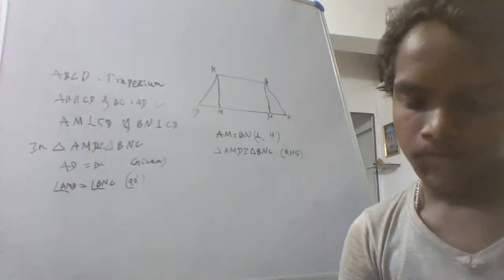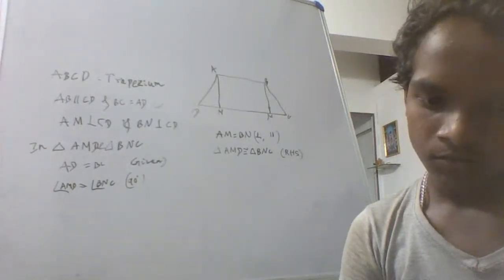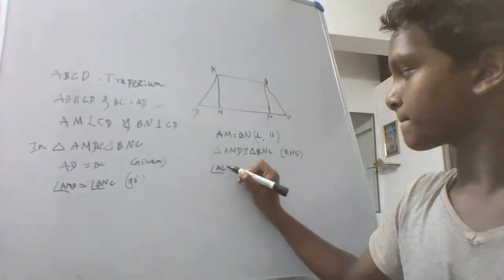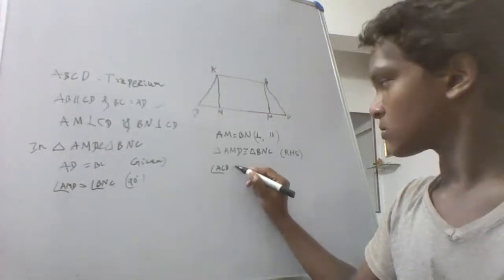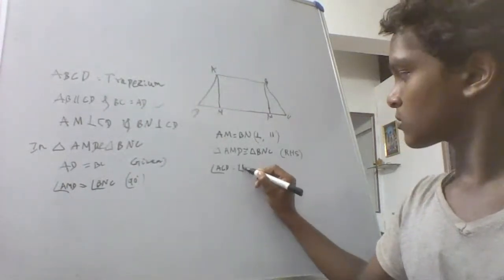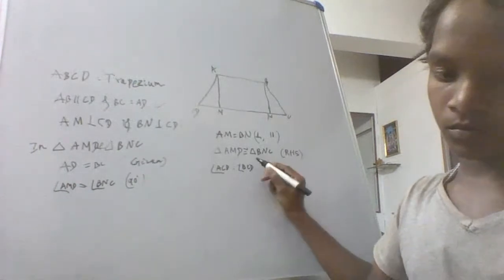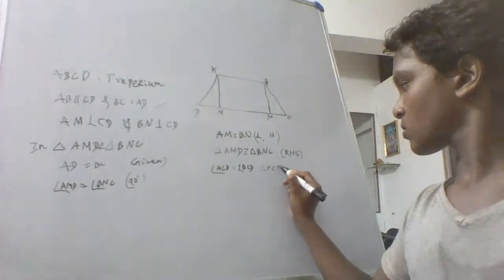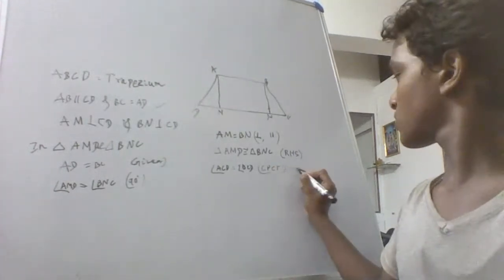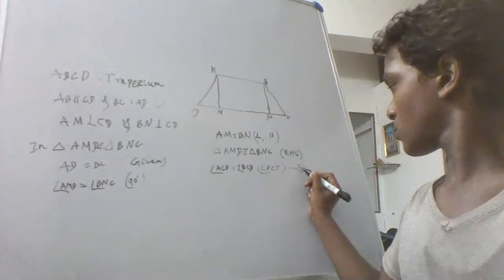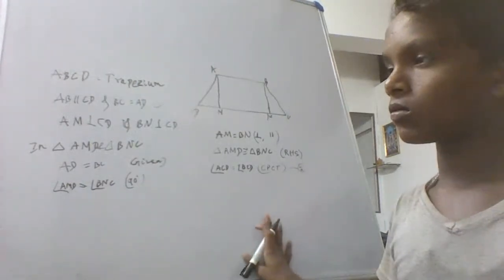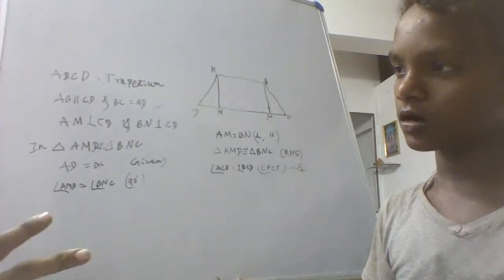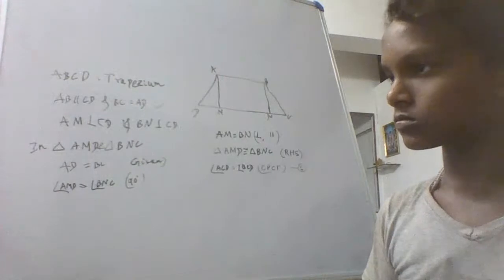What do we have? Angle ACD is equal to angle BCD. What do we have that? That is CPCT. What is that? Corresponding parts of congruent triangles. That is very important. Okay, keep that as equation 1.